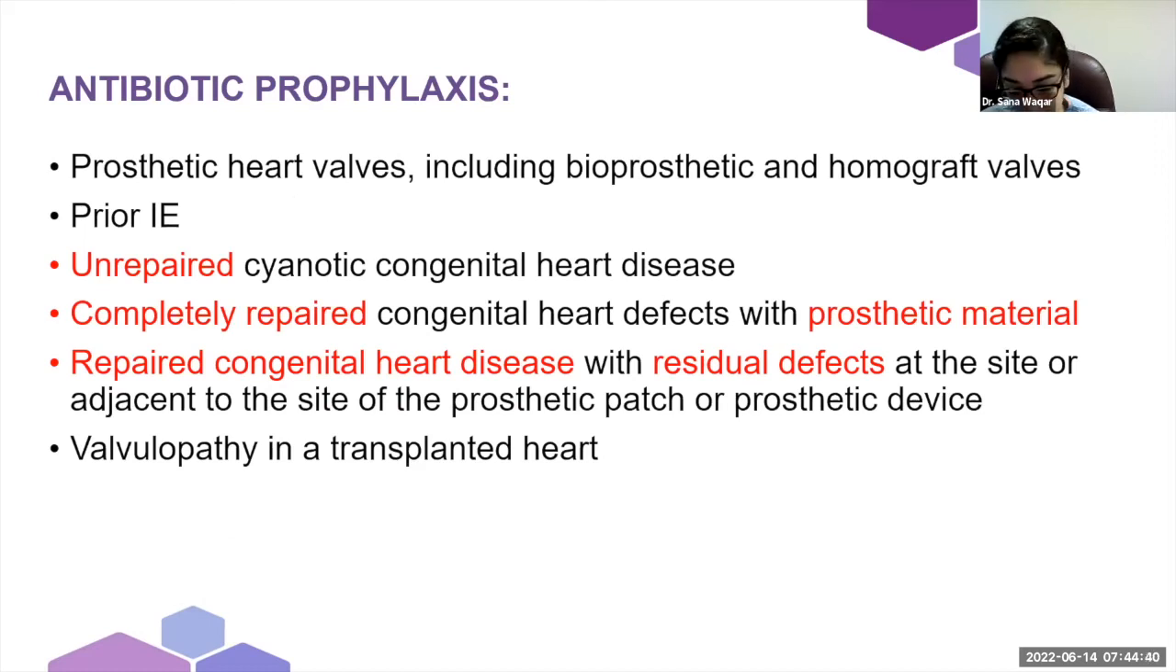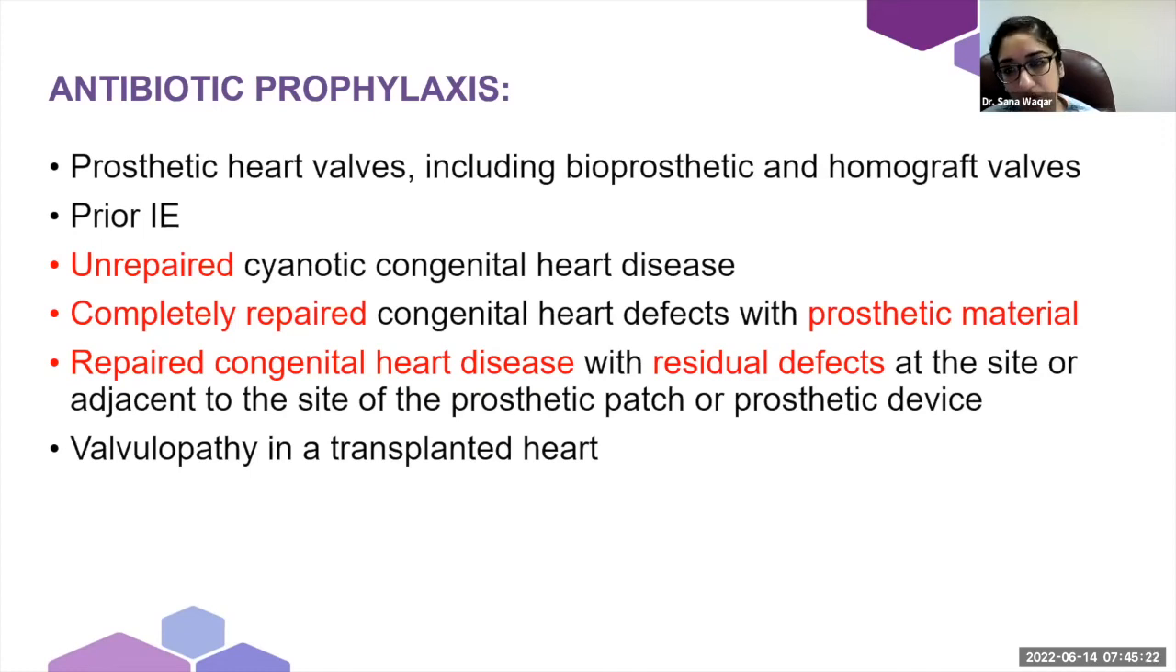So when do you give antibiotic prophylaxis in somebody who has had endocarditis or other patients who are at risk for developing endocarditis? When would you give them antibiotic prophylaxis? So any prosthetic heart valves, including bioprosthetic or homograft, prior endocarditis, unrepaired cyanotic congenital heart disease, completely repaired congenital heart disease with prosthetic material, or repaired congenital heart disease with residual defects, and then valvulopathy in a transplanted heart. So, aortic regurg, aortic insufficiency in the setting of a transplanted heart. So these are the conditions.